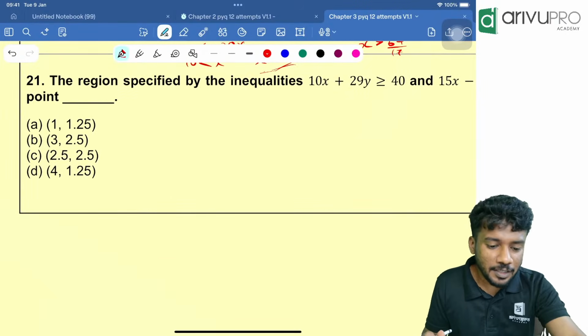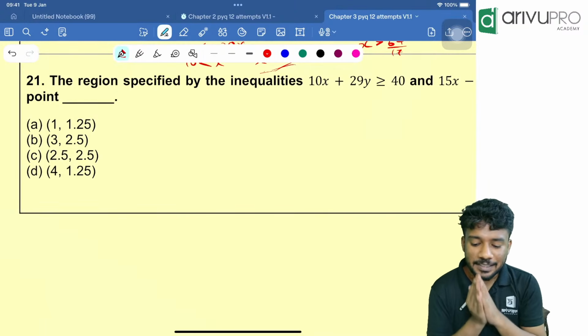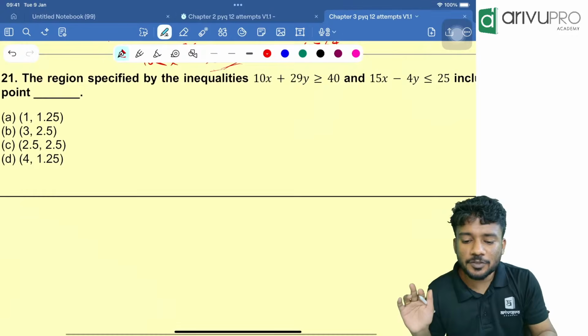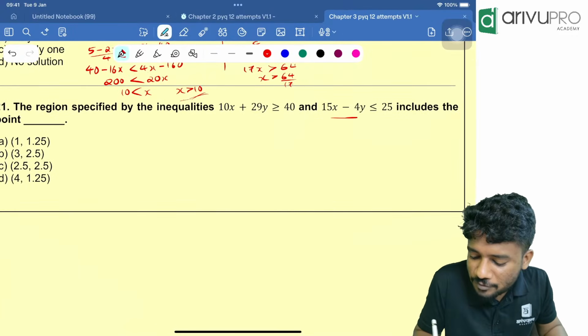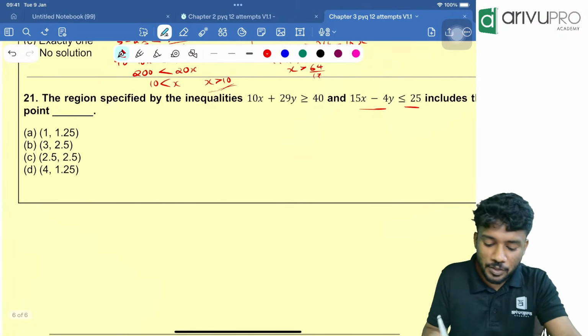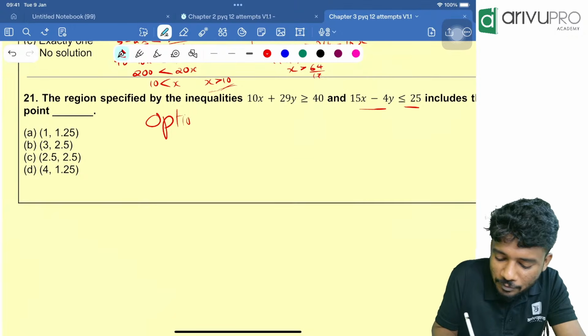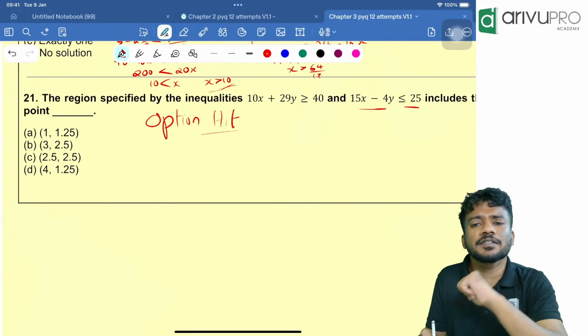Now going for the last and final question: the region specified by the inequality 10x plus 29y greater than or equal to 40 and 15x minus 4y less than or equal to 25 includes the point. What is the way to answer this type of question? Option hit and trial. Give me the answer, people.